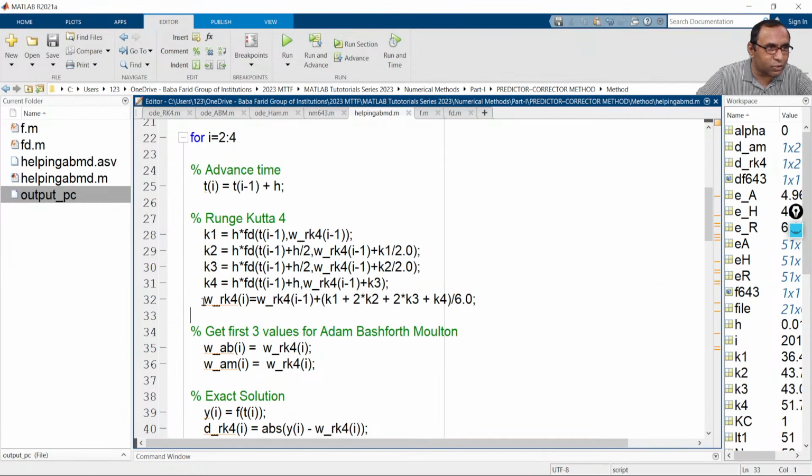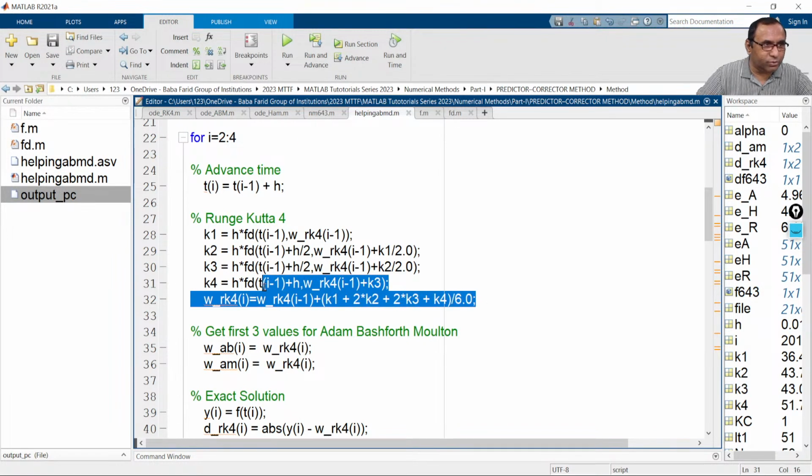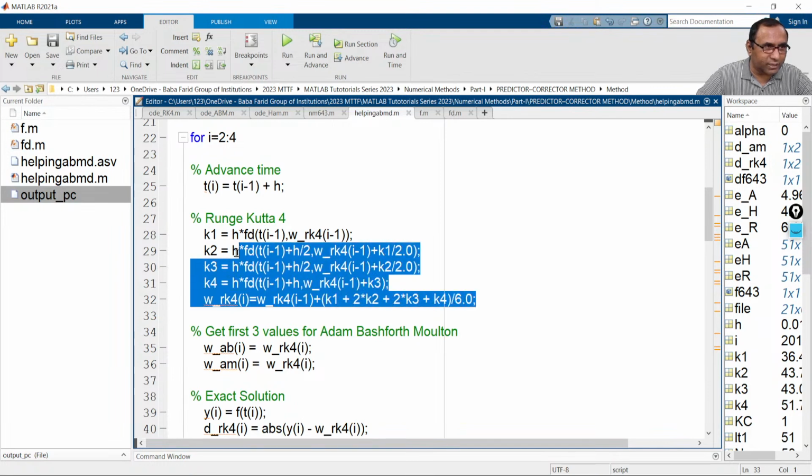Okay, so this is the corresponding syntax. This is the left hand side of the same equation. Okay, and this is the previous value, and this is the final value. So here you can see the recurrence difference, which is 1. Okay, and these are the values of K1, 2 K2, 2 K3, K4, and divide by 6. So this equation will give us the numerical value by using the Runge-Kutta fourth order method for the given differential equation.